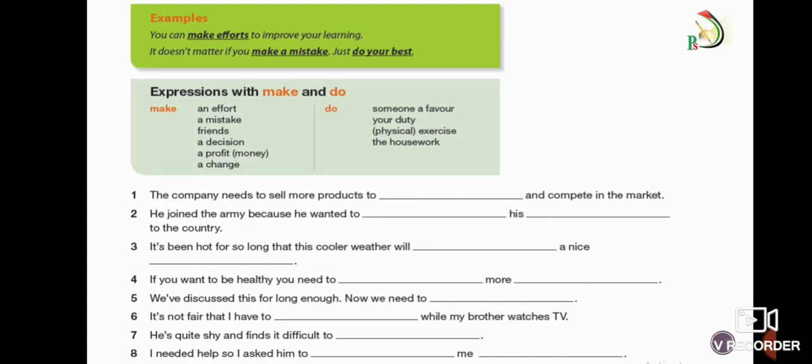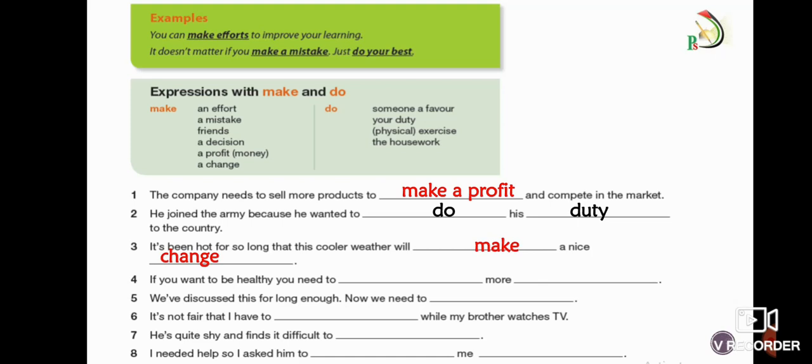So here we have a few blanks. Try to do them on your own and then follow with me. Yes, let's start. Number 1, the company needs to sell more products to, very easy, make a profit and compete in the market. He joined the army because he wanted to do his duty to the country. It has been hot for so long that this cooler weather will make a nice change.